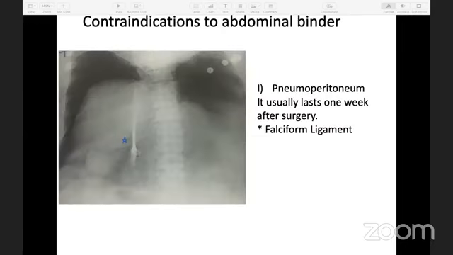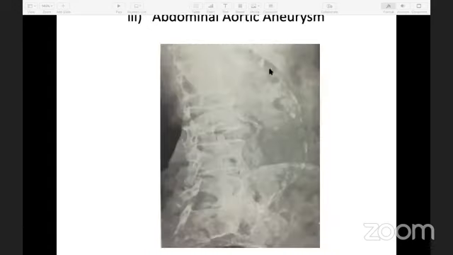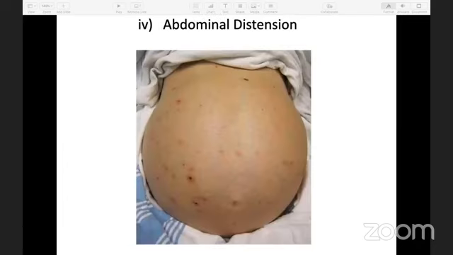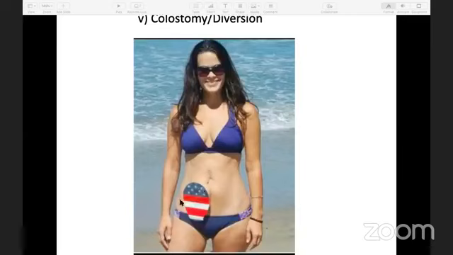There are certain contraindications to the use of binder, and one of these is gas under diaphragm. Another contraindication is Greenfield filter. Abdominal aortic aneurysm is also one of the contraindications. In abdominal distension like this, you can't apply binder. Binder is also contraindicated in presence of any colostomy stoma.